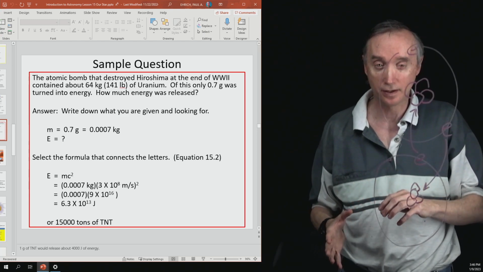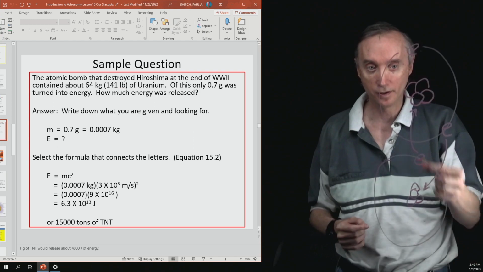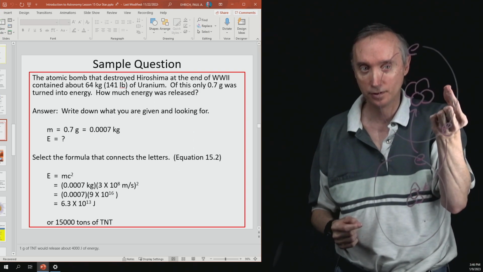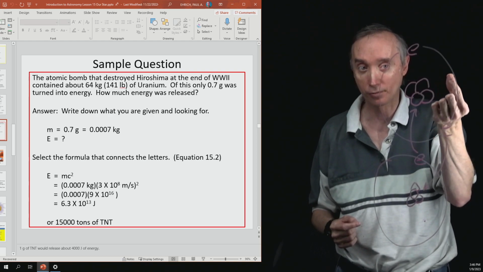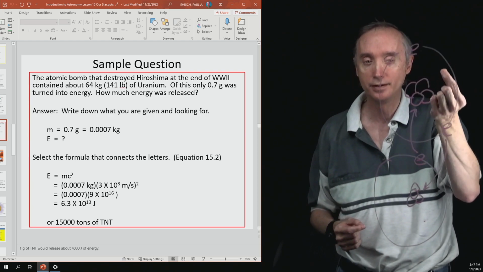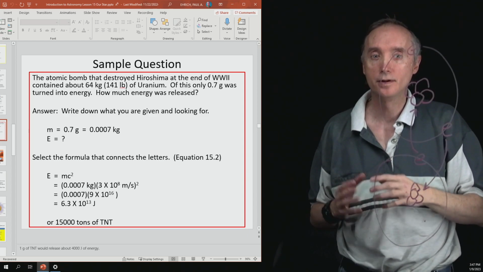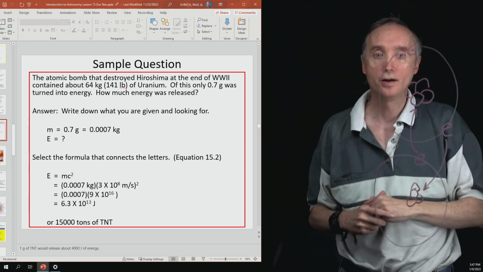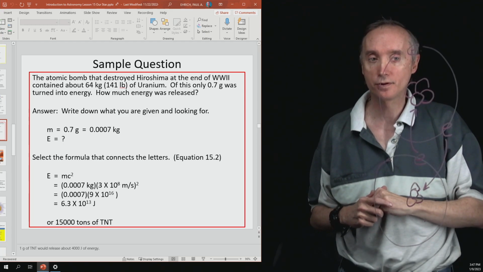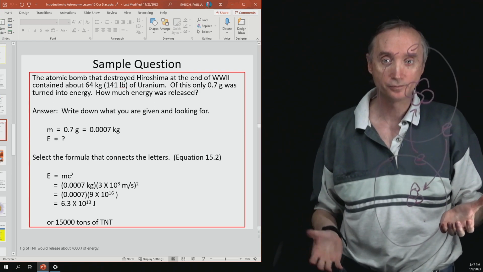Now, to give you an idea, that's a paper clip. So I've got my paper clip here. Can you see it? What color is it? It's an invisible paper clip. Okay, red. All right, so it's a red paper clip. Anyway, a paper clip has a mass of about 1 gram. And so here you've got 0.7 grams was turned into energy. Well, how big of an explosion was that?